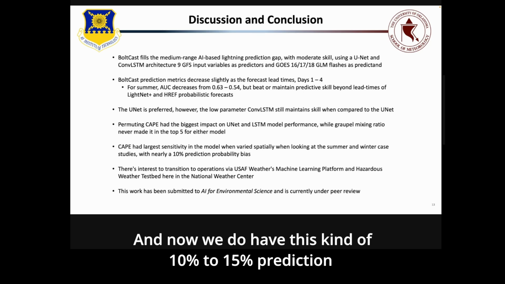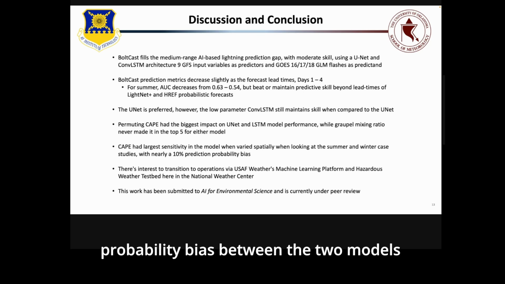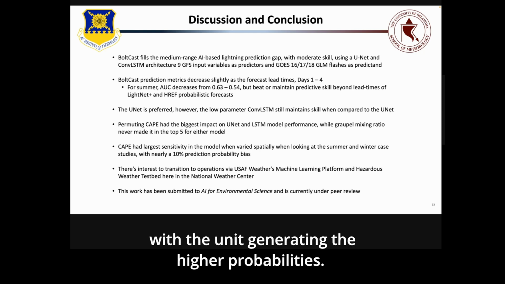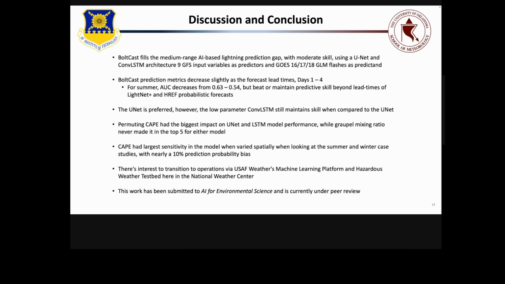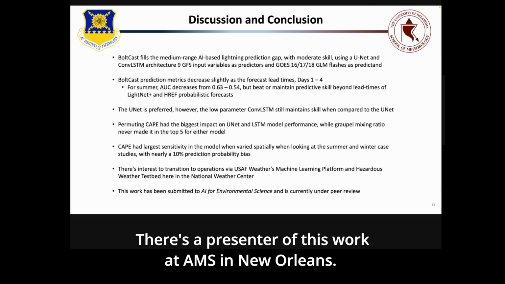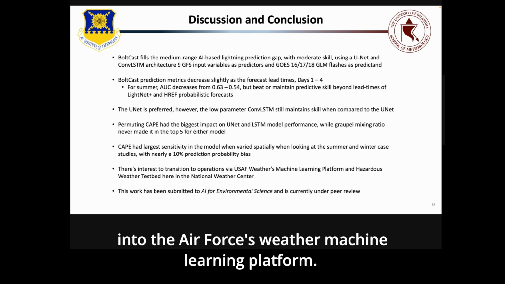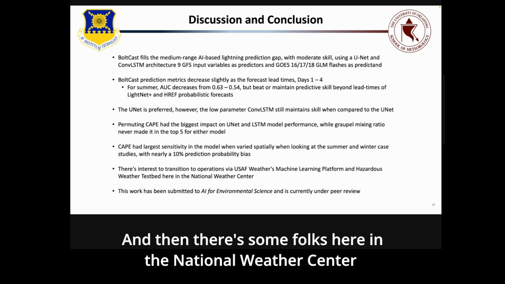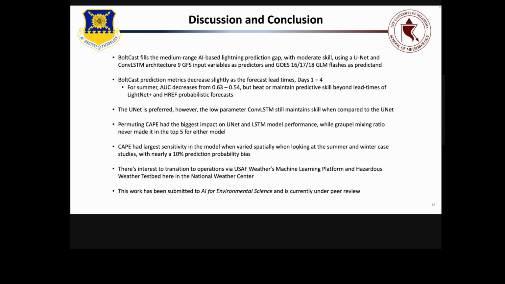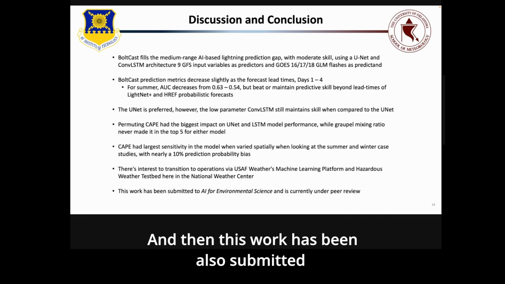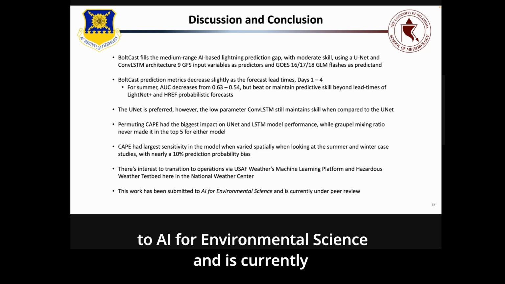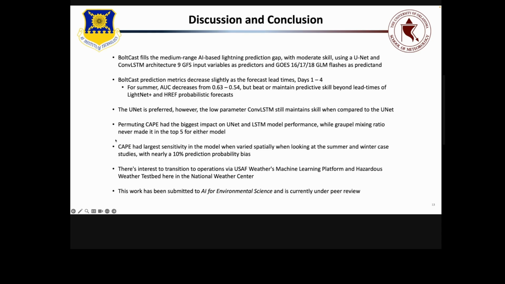And now we do have this 10 to 15% prediction probability bias between the two models, with the unit generating the higher probabilities. I presented this work at AMS in New Orleans, and then I got some follow-ups for transitioning this into the Air Force's weather machine learning platform. And then there are some folks here in the National Weather Center curious for the hazardous weather testbed. This work has also been submitted to AI for Environmental Science and is currently under peer review.